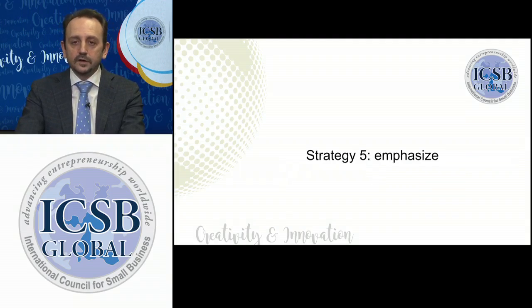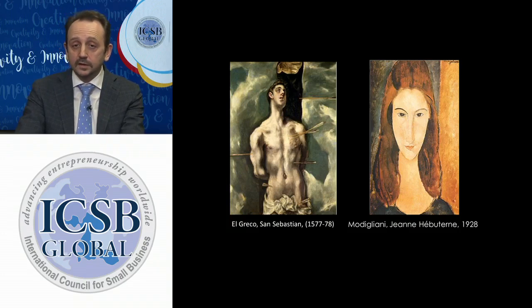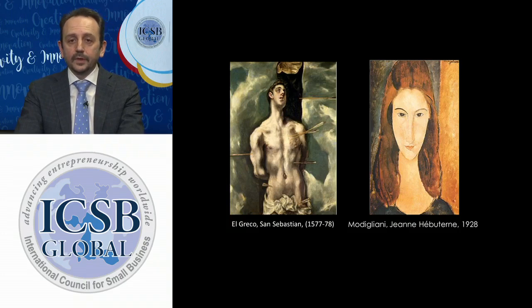So the first one is what we call emphasize. Again, let's use paintings. On the left side, you see a painting by El Greco again. It's a San Sebastian. San Sebastian was killed in this way. And it's a very traditional representation of this saint in religious art. But what you can notice is that his body is unnaturally elongated. And why did El Greco do this?